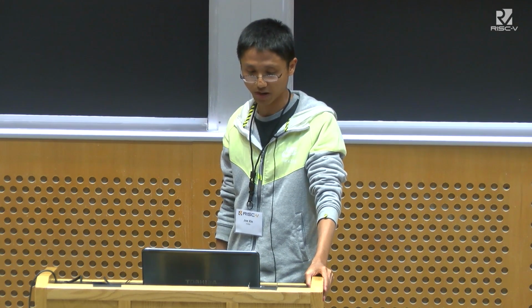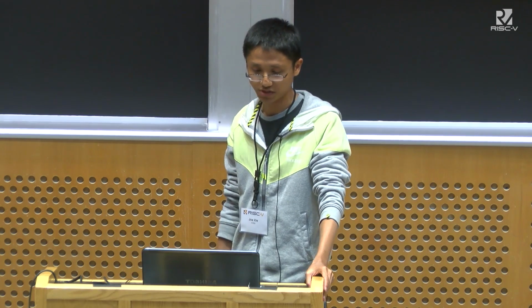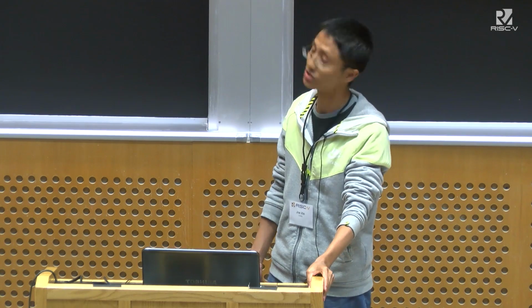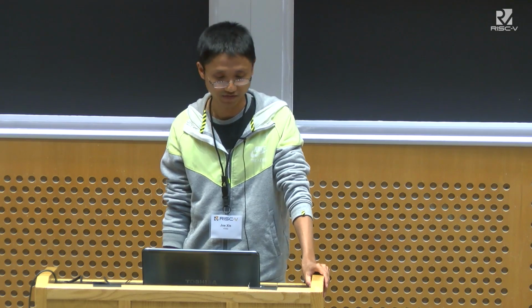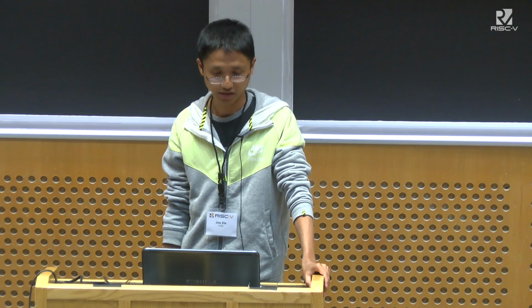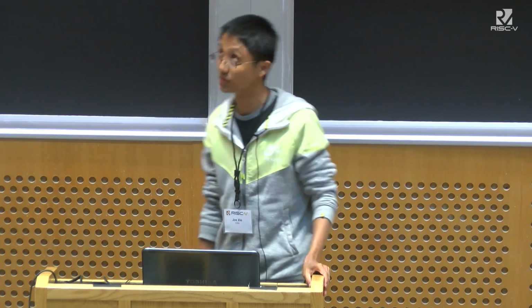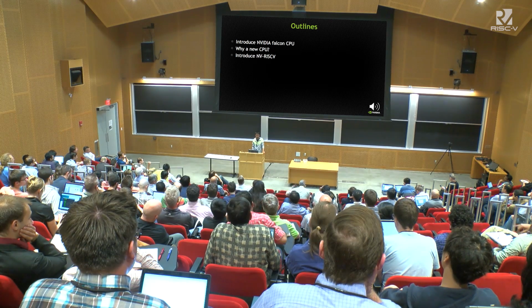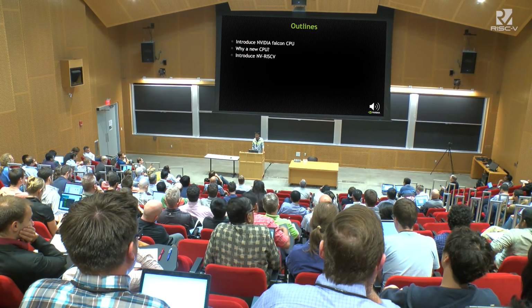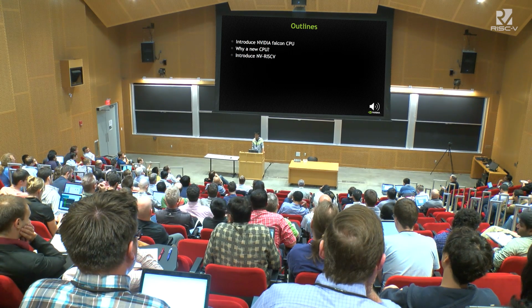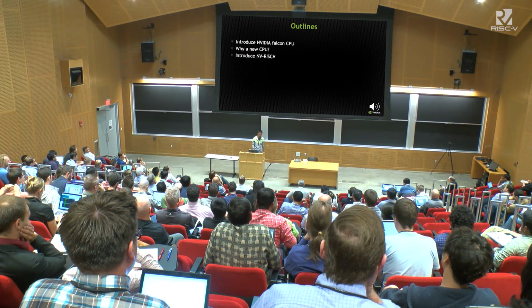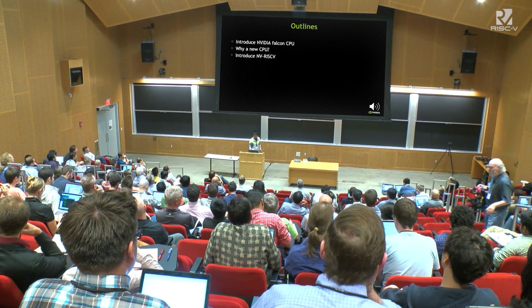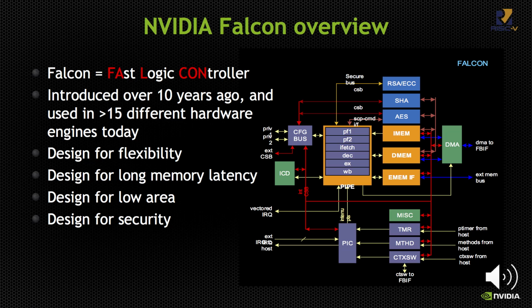I'm going to talk about why we need a new CPU, why we need a new architecture, a new ISA, and why we believe RISC-V is the right direction for the next generation of the NVIDIA embedded CPU. And finally, I'm going to introduce the NV homemade RISC-V architecture we are developing for the next generation of NVIDIA SoCs.